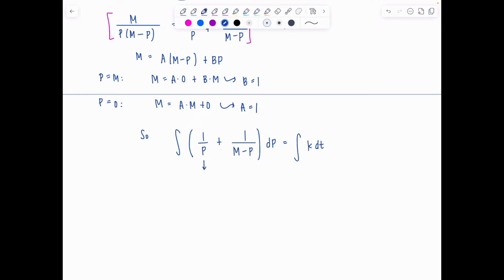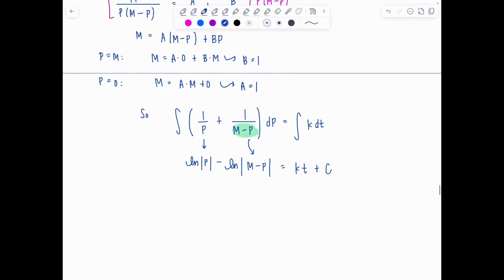So the antiderivative of 1 over p is going to be ln absolute value of p. Be careful, I'm not going to actually use substitution here, but because there's a minus sign in front of that p, the antiderivative is going to be negative ln absolute value m minus p, equals the antiderivative of k with respect to t, which is kt plus, I'm going to put c. All right, let's clean up, see if we can isolate p. And I have news for you, we certainly can.